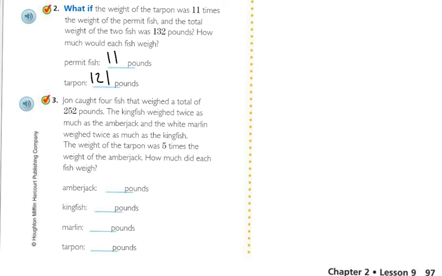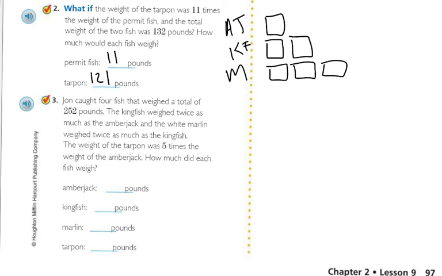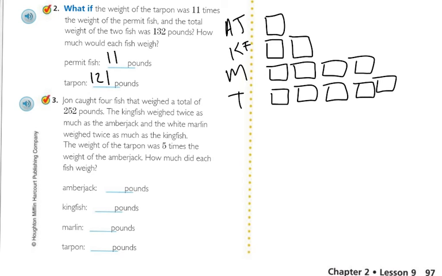Okay, so we have the total of the fish is 252. The kingfish weighed twice as much as the amberjack, so here's my amberjack, and my kingfish is twice as much, so I'm going to draw 2 boxes. My marlin fish is 4 times as much, so I'm going to draw 4 times as much. My tarpon fish is 5 times as much, so I'm going to draw 5 times as much. Okay? So now I have 1, 2, 3, 4, 5, 6, 7, 8, 9, 10, 11, 12. So I'm going to divide my 252 by the 12 boxes that I've drawn.